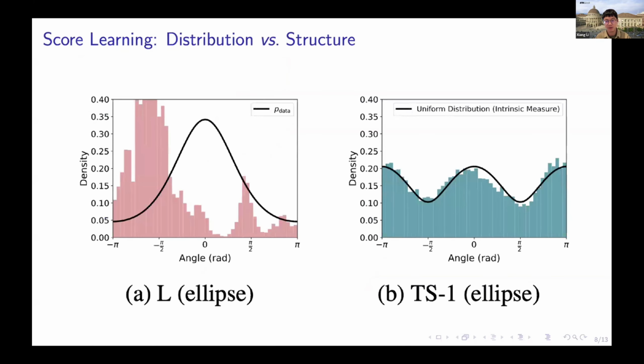Here's a toy example where we test our theory on a very simple unit circle embedded in 2D. We see that previous work cannot generate P data if given an inaccurate score. However, using our tempered Langevin method, we can robustly recover the uniform distribution, the uniform distribution with respect to the Riemannian volume on the manifold.